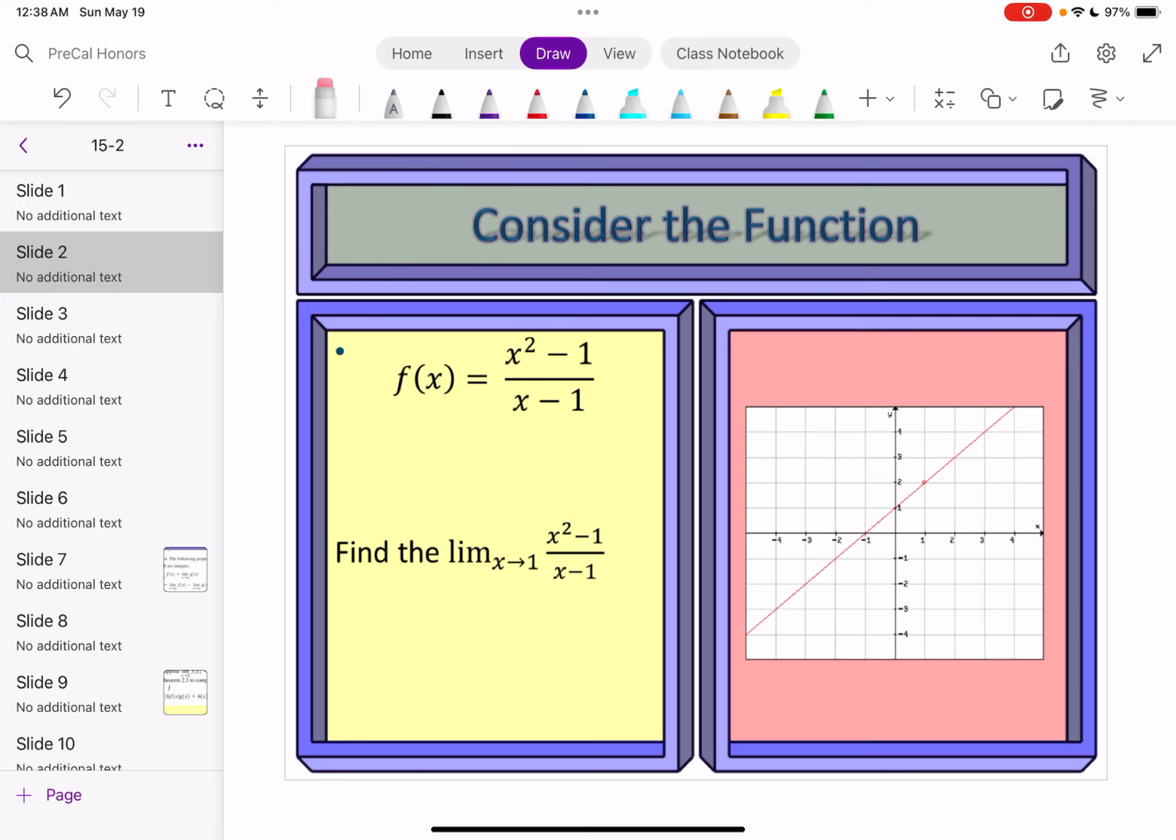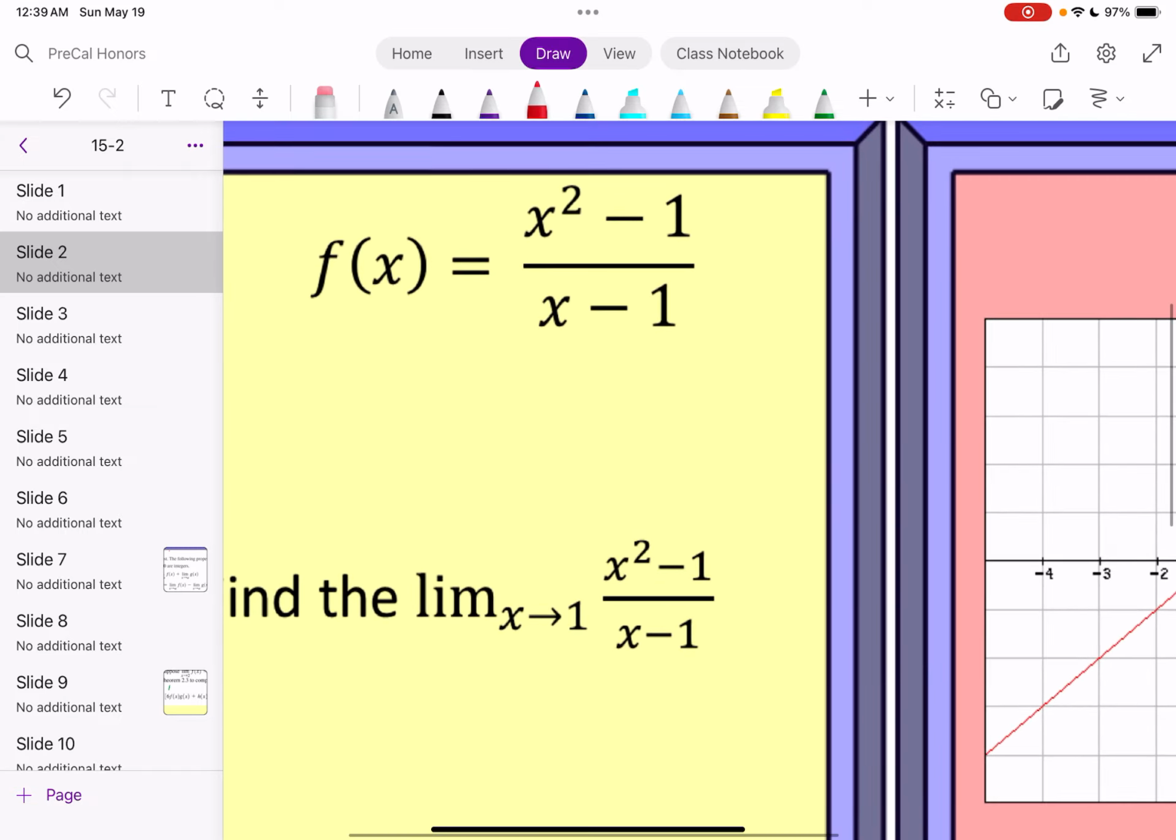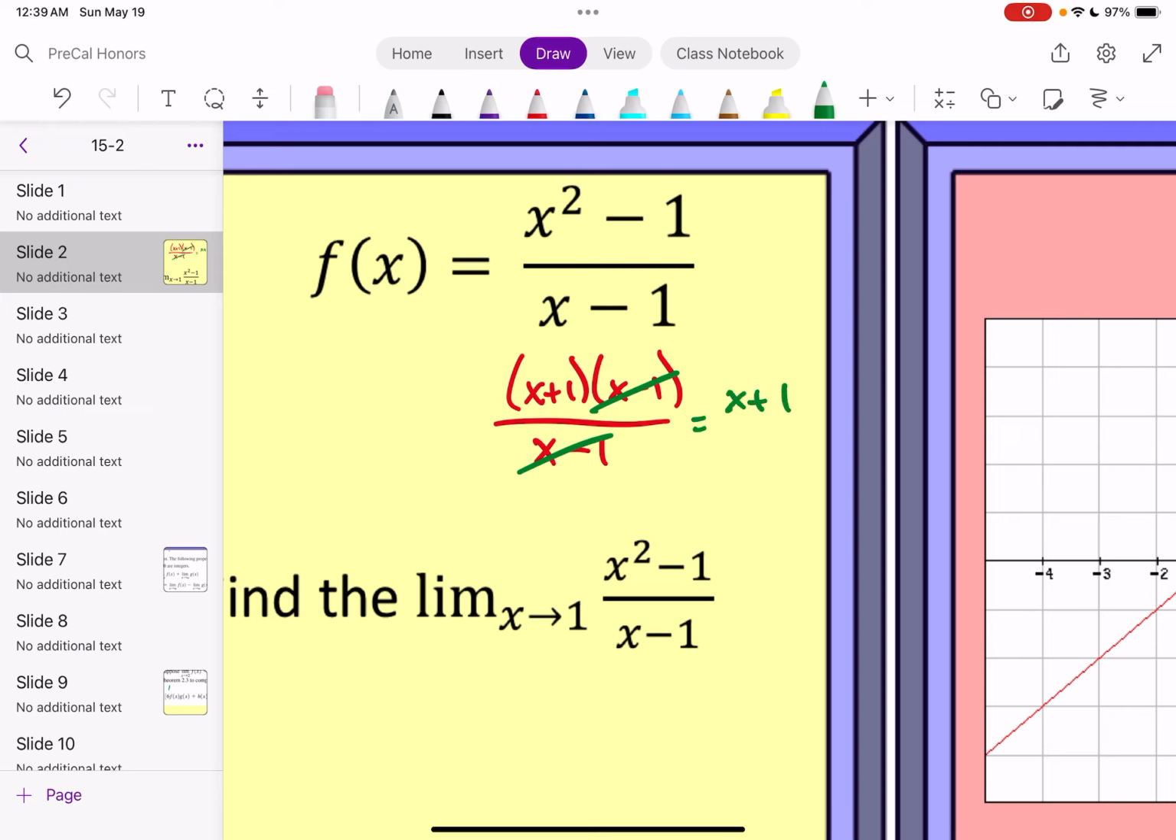Now, when you are taking a look at a function such as this, you have to realize that you have the ability to simplify this function by breaking down the numerator into different factors. So here, we will be working with an x plus 1, x minus 1 on the top, and x minus 1 on the bottom. Now, due to that breakdown, you can easily break this down into x plus 1 as your function.